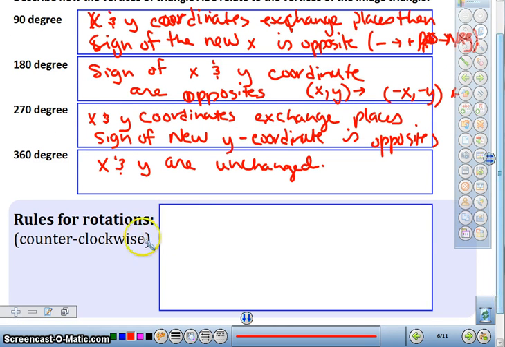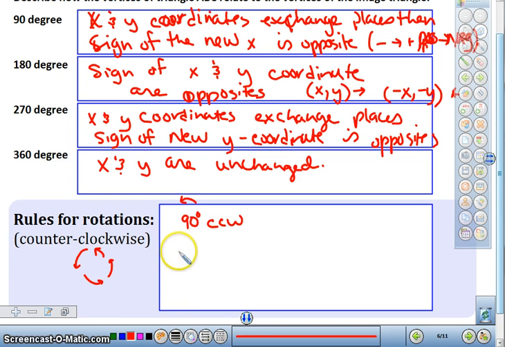So the rotation rules, and this is always for counterclockwise, so think about going counterclockwise around a clock. You are going around this way, the opposite way of the numbers on a clock, counterclockwise. So a 90-degree counterclockwise is how we're going to write this: CCW, counterclockwise, which means we're going in this direction.